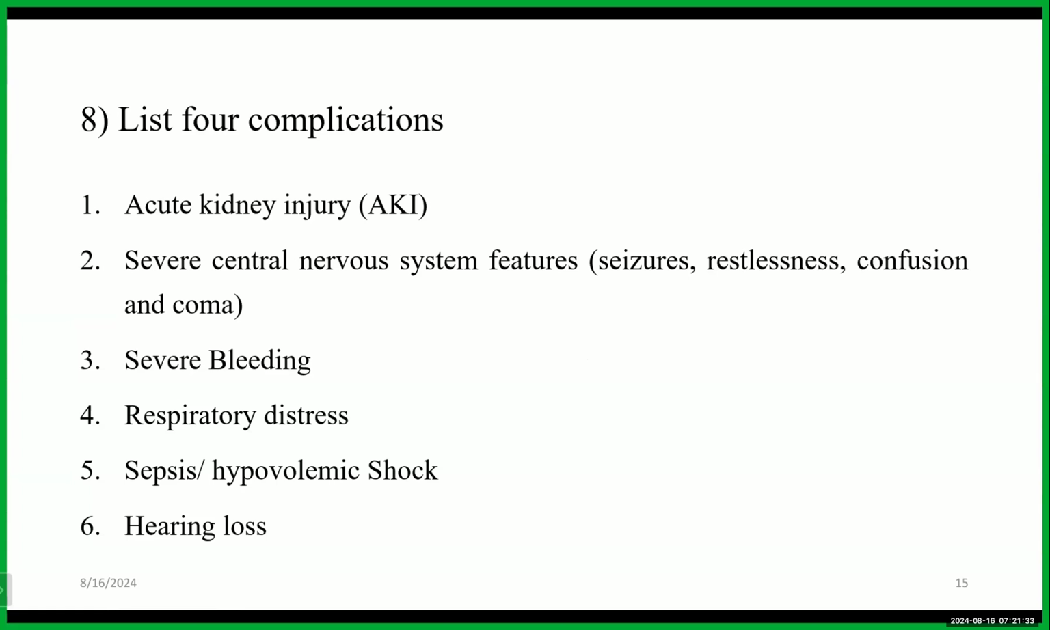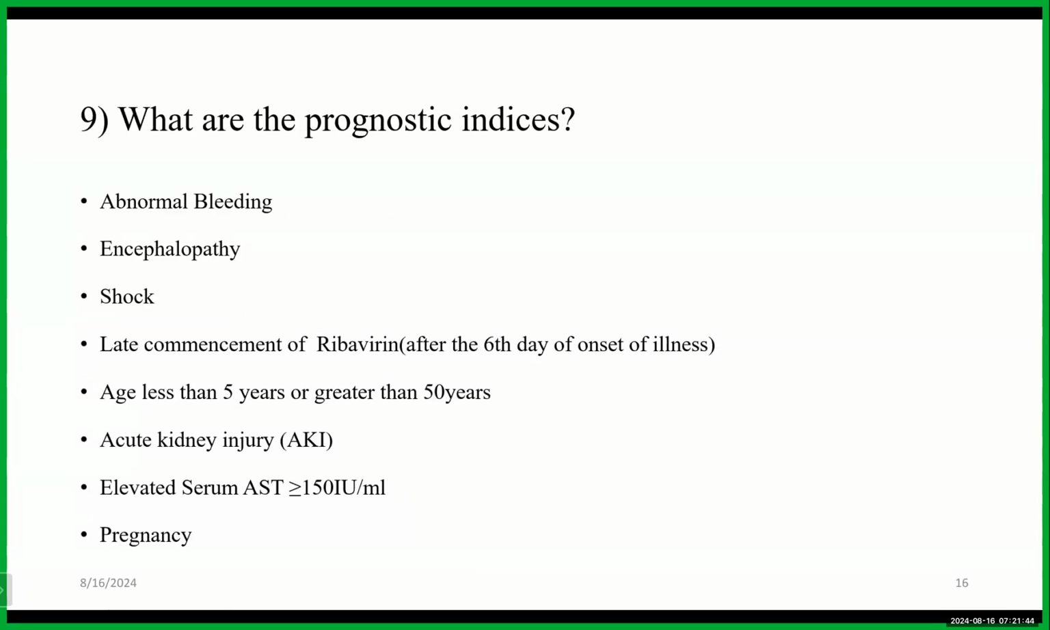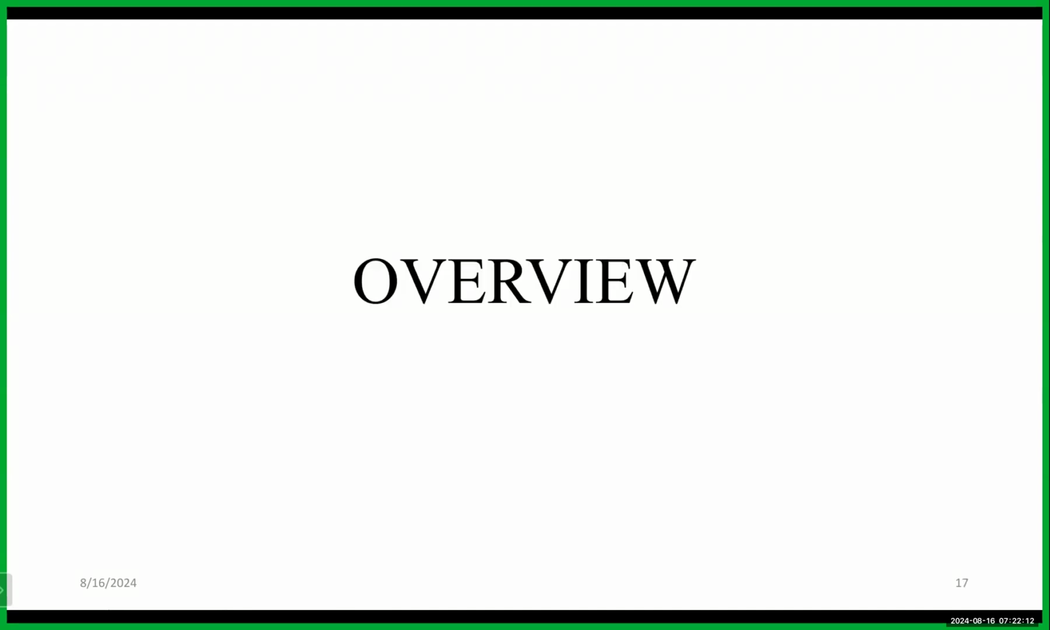Complications that come up include acute kidney injury, severe central nervous system features, severe bleeding, respiratory distress, sepsis, and hearing loss. So what are the prognostic indices? Prognostic indices include abnormal bleeding, encephalopathy, shock, late commencement of ribavirin after 6 days of onset of illness, age less than 5 years or greater than 50 years, and complications like acute kidney injury having set in. Elevated serum AST greater than 150 international units per mL is also a prognostic factor. Then if it's a female, pregnancy is a prognostic factor.